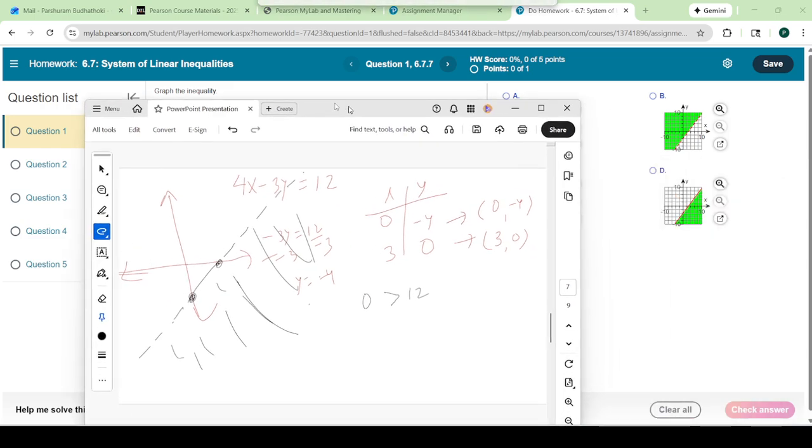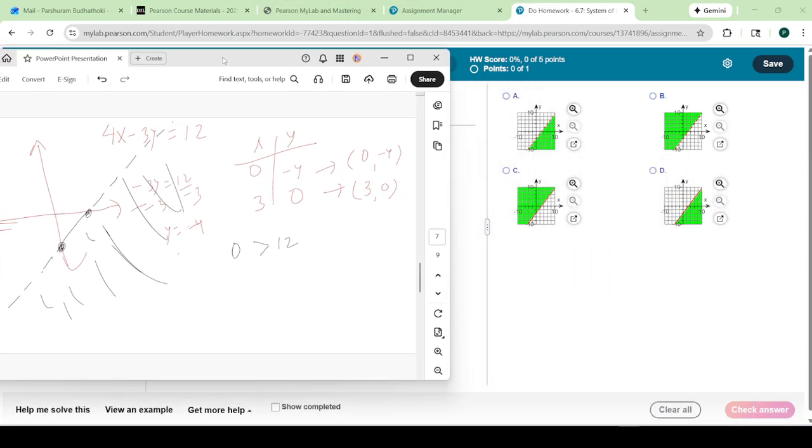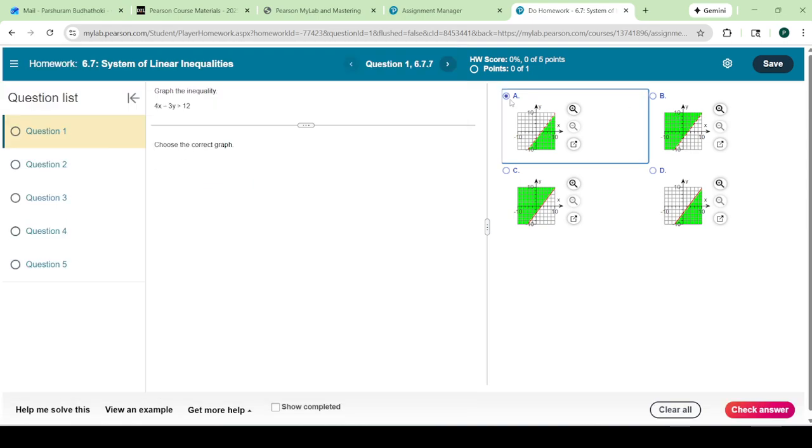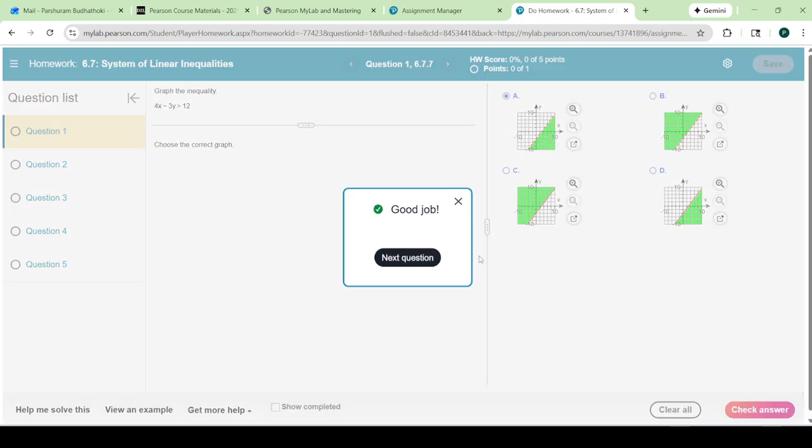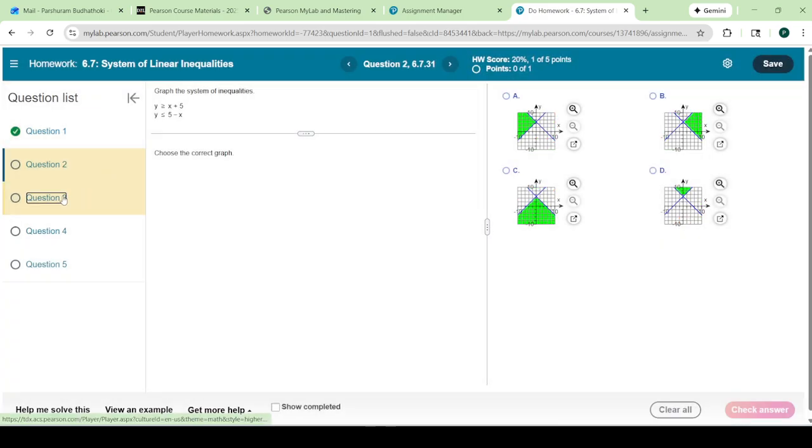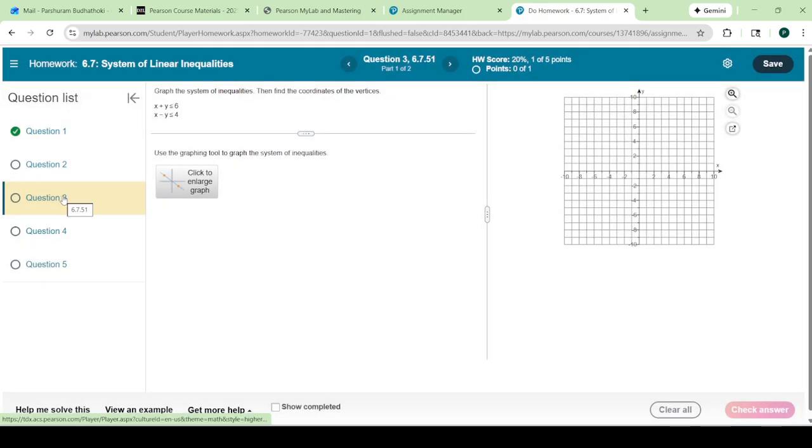So let's choose which one is the right option. As you can see, it's supposed to be a dashed line. This is the one which is the feasible solution for this inequality. Okay, let's go and do another problem.